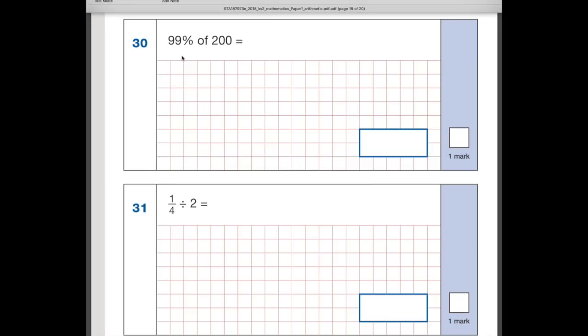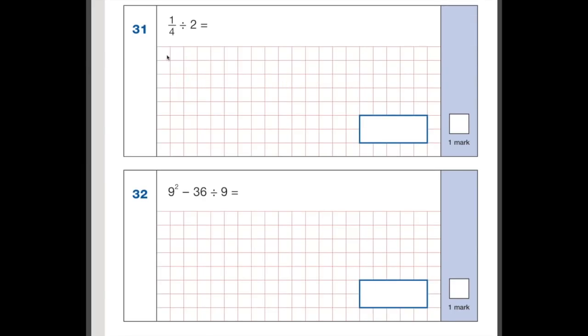Number 30 says 99% of 200. Now what you could do, if you want to be really quick, is find 99% of 100, and you know the answer to that is 99, because 99% of the number is 99 hundredths, and if you know that in 100, 1/100th is 1, then 99 times 1 is 99. But that's not the question it's asking us. It's saying 99% of 200. So if you were to times this answer by 2, you'd get 198.